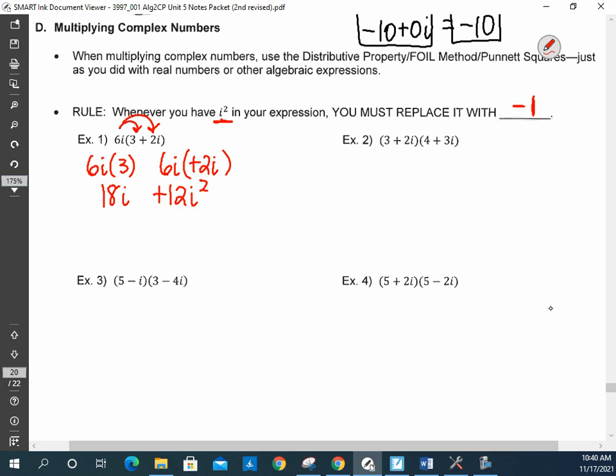i squared popped up. So i squared comes out. So that's 12 times negative 1. So that gives you 18i minus 12. Remember, we need it in standard form. Negative 12 plus 18i. Again, you must put it in standard form. That's non-negotiable.